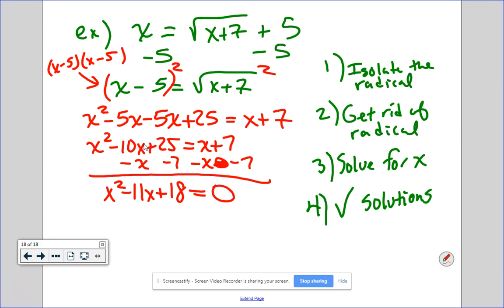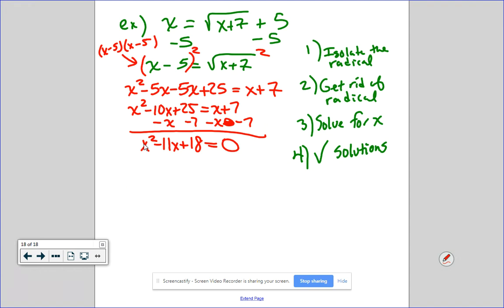Yep. And now at this point, this is just a basic quadratic, right? This one does work with AC, so we can either AC, use the quadratic formula, or if you really want to, complete the square. So if I do AC, 1 times 18 is 18. Two numbers that multiply to 18 and add to negative 11. Negative 9, negative 2. Very good. So I get x squared minus 9x minus 2x plus 18 equals 0. Good. Now what?